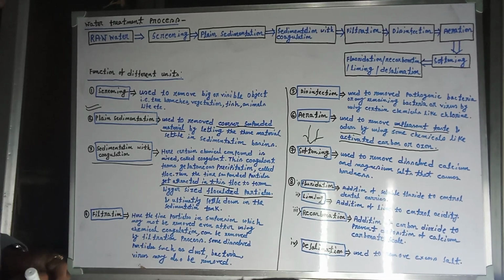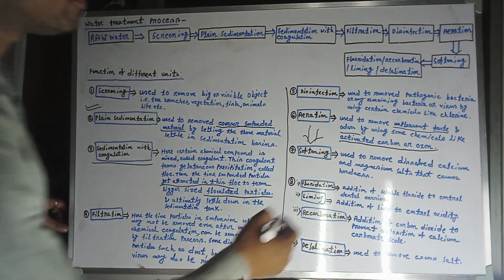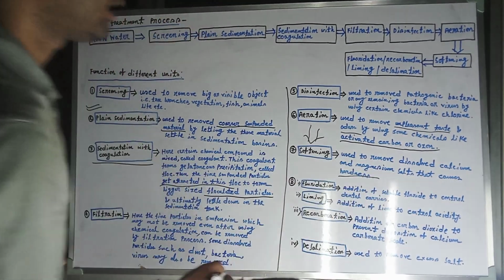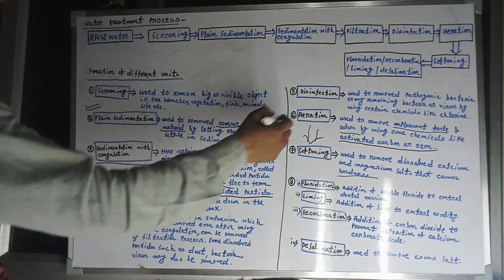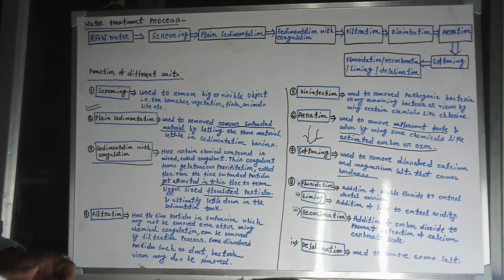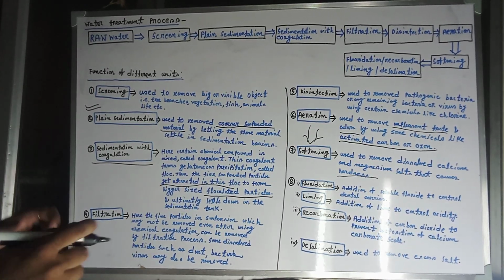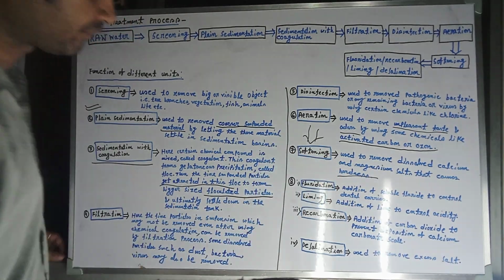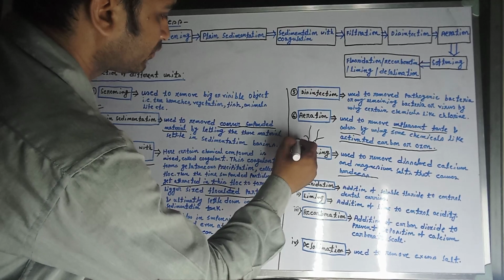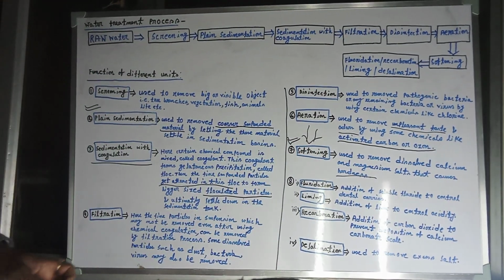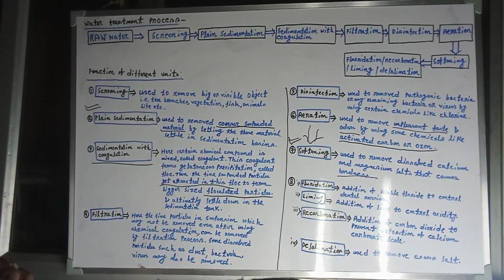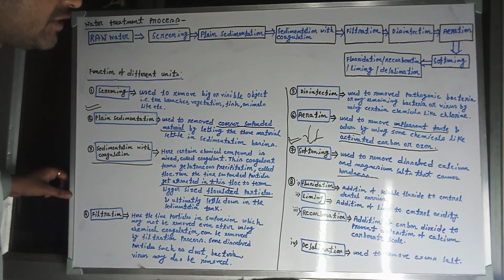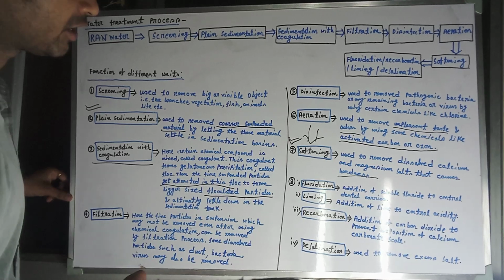What happens here? Here it is used to remove dissolved calcium and magnesium salts that cause hardness. After all these processes up to point 6, the water may be hard. So to reduce the hardness in the water, we use the softening process. So up to point number 7, our treatment process is more or less complete. But after that, if required, we will give some special treatment to the water.